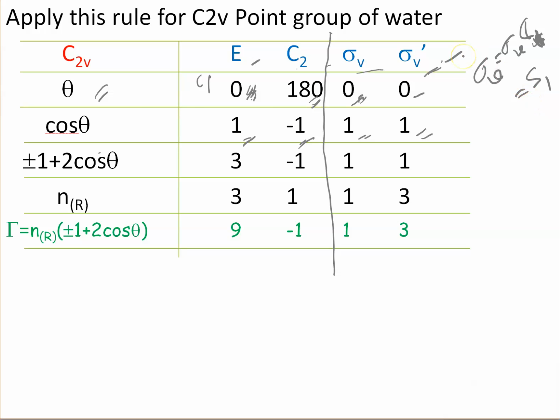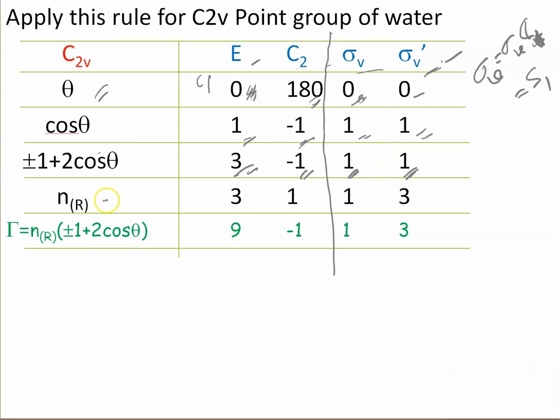Okay. Therefore, it is 1 plus 2 into cos theta, cos 0. That is 2. 1 plus 2 is equal to 3. And here it is 1 plus 2 cos theta. Here cos theta is equal to minus 1. So 1 minus 2 is equal to minus 1. Here, 2 cos theta minus 1. Open 2 minus 1 is equal to 1. Here also 2 cos theta minus 1 is equal to 1.